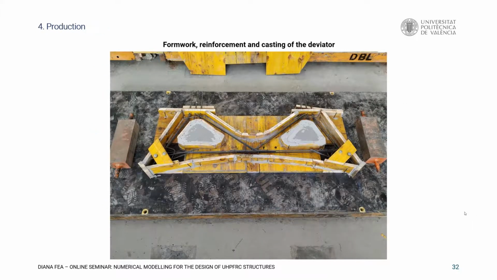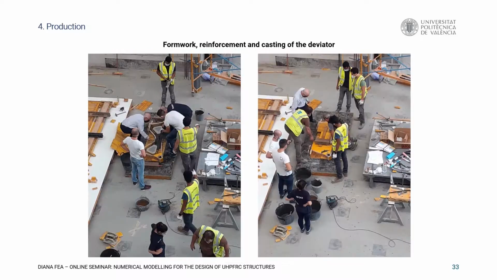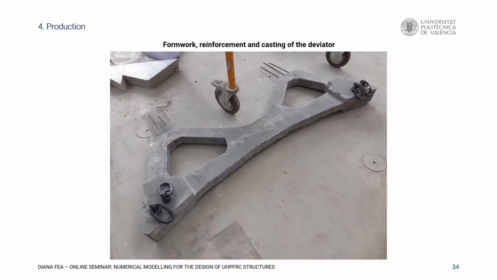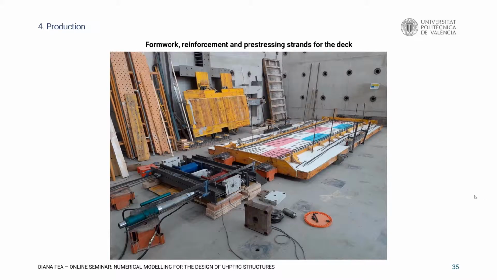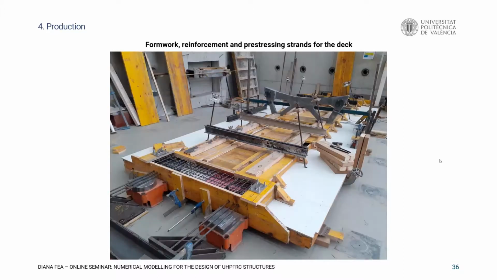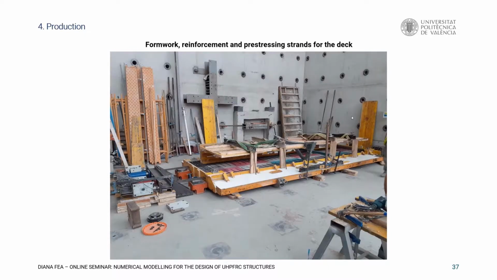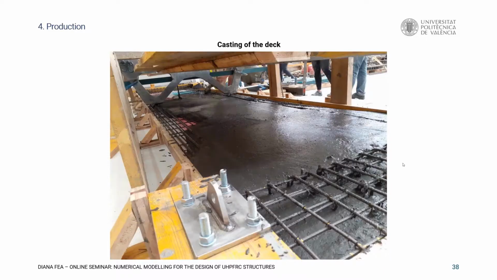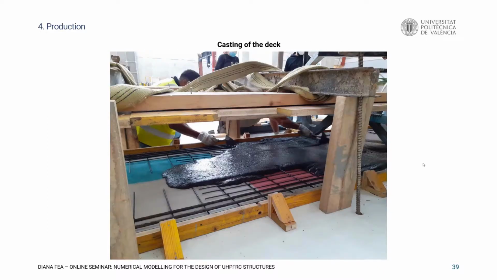Now I want to show you some pictures of the production. So starting with the mold for the deviator and the pouring process for the deviator. You see here the mold and the counter mold. The final result with the anchorages for the cables and the connection rebars. And this is the pre-stressing phase for the deck and the formwork for the deck. Placing of the deviator and casting the concrete for the deck. This is the casting process.